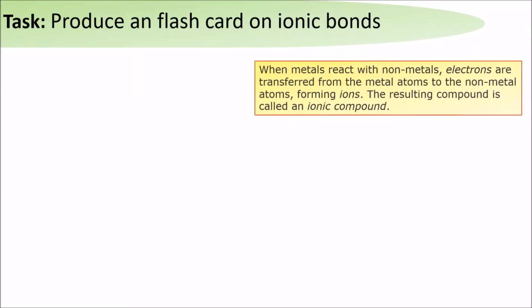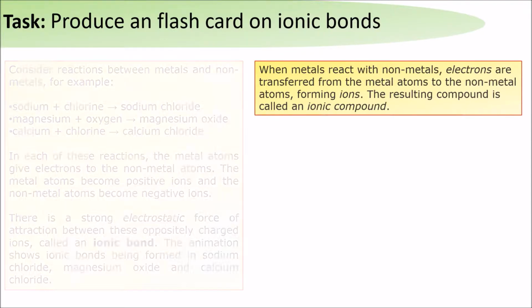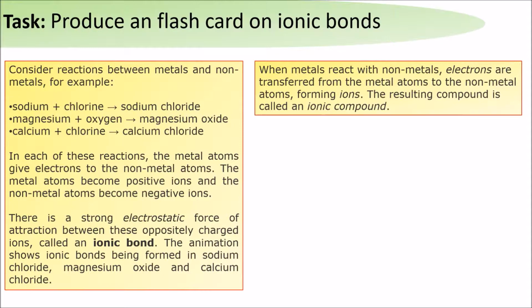When metals react with non-metals, electrons are transferred from the metal atoms to the non-metal atoms, forming ions. The resulting compound is called an ionic compound. So if we look at the following reactions, sodium plus chlorine goes to form sodium chloride, magnesium plus oxygen goes to form magnesium oxide, and calcium plus chlorine goes to form calcium chloride.